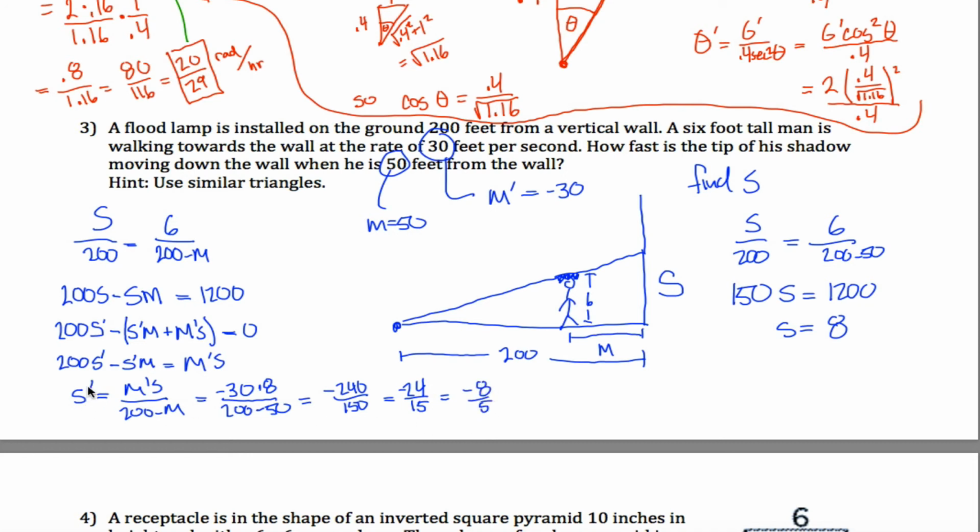So wait, what did you just figure out? S prime is negative 8/5. What that means is the length of the shadow is decreasing at a rate of 8 over 5. So the shadow is decreasing at 8 over 5. And my units here are feet per second. That would be the answer.